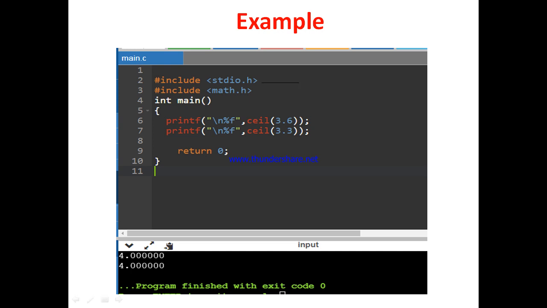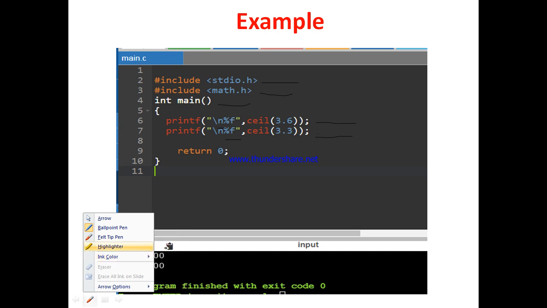If we see this example, the header files are stdio.h and math.h, because we are using a mathematical function, then int main. Here we have written ceil 3.6 and ceil 3.3, and we are displaying these values. In the output we are getting the values 4.0 and 4.0. Why? Because it returns the higher value than the given value, so here it returns the value 4.